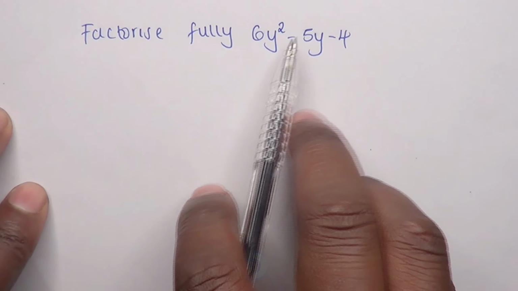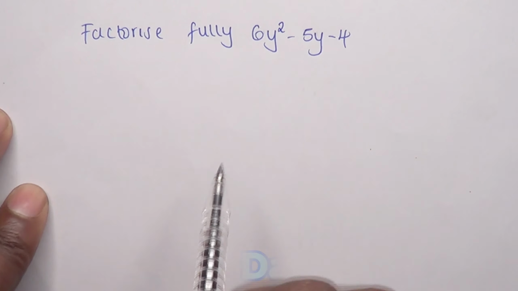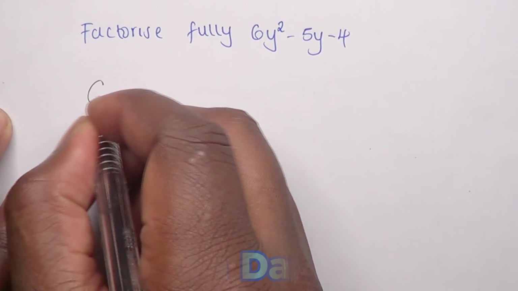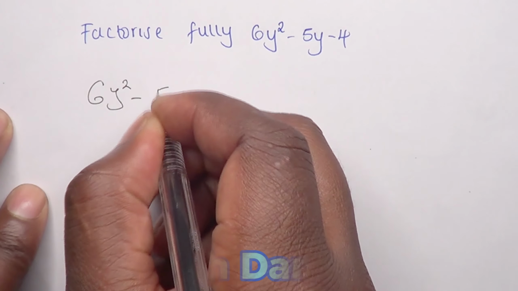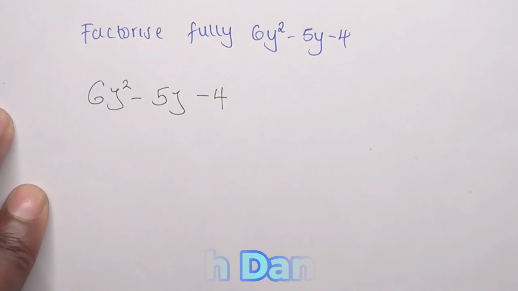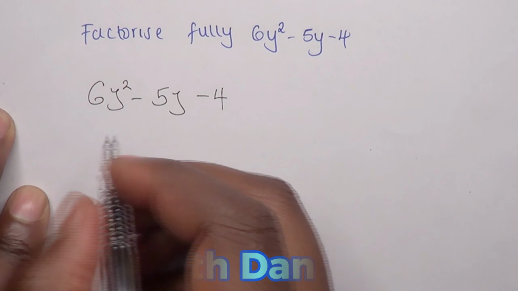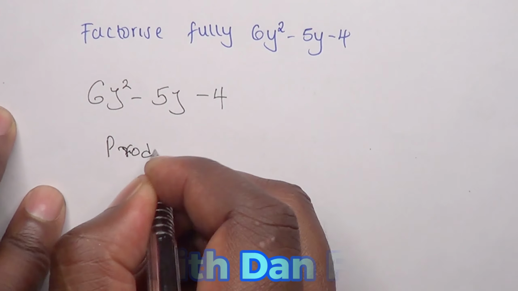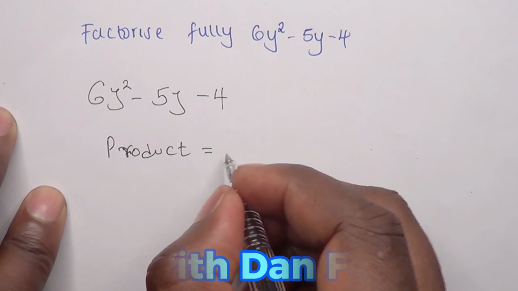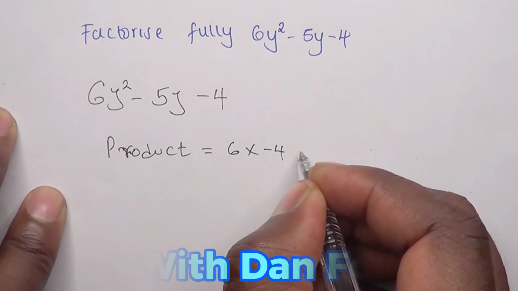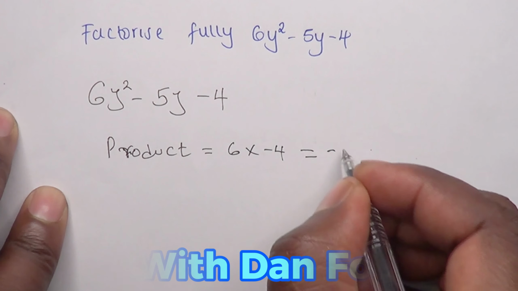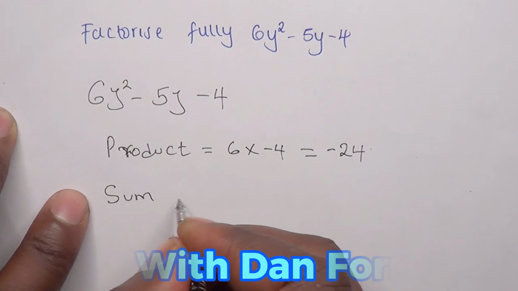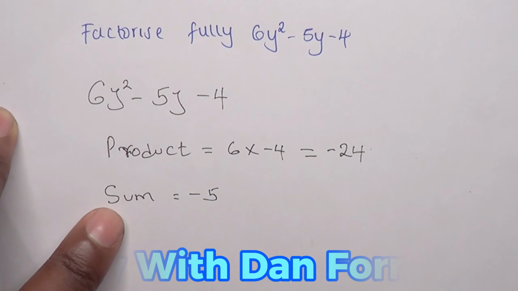Now factorize 6y squared minus 5y minus 4. So this question here, we have 6y squared minus 5y minus 4. So we need to find what we call the product. The product here will be 6 times negative 4, which should be negative 24. Then the sum means negative 5.